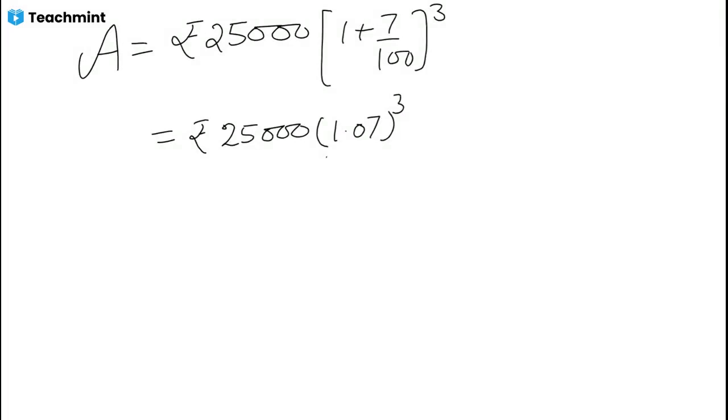So 25,000 into 1.07 into 1.07. Are you getting this now? So we have now 30,626.075. This is the amount for only 1 year. CI and SI will be the same for one year, but for further time, CI will always be greater than SI.